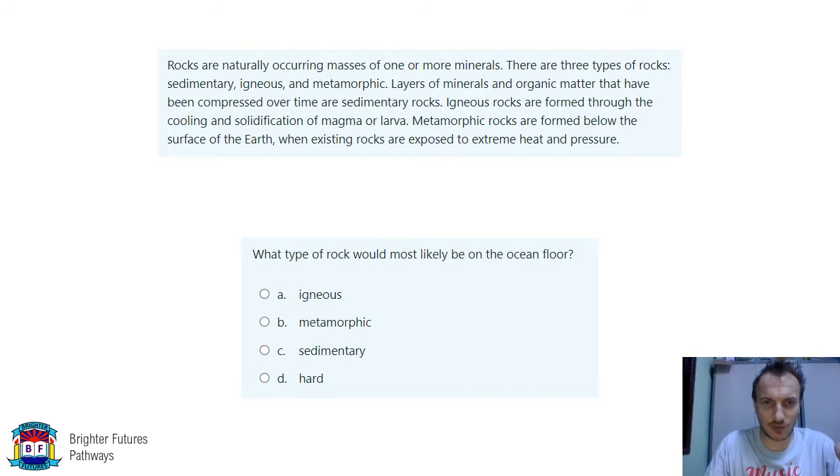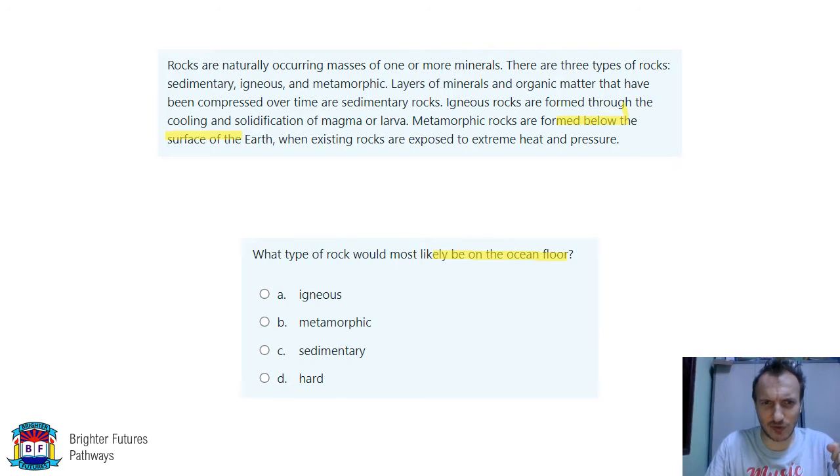Now this question is, which type of rock would most likely be on the ocean floor? Well, it's not going to be igneous rock. The igneous rock is going to be near the mouth of the volcano, not near the ocean. And metamorphic rocks are below the surface of the earth, not on the ocean floor.